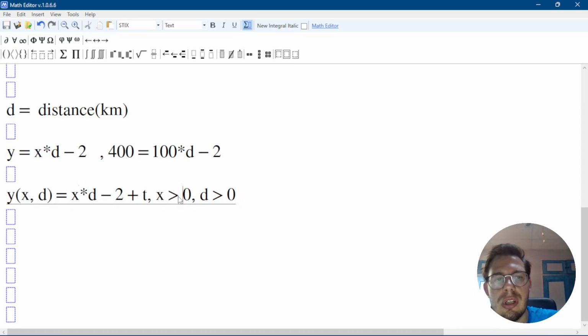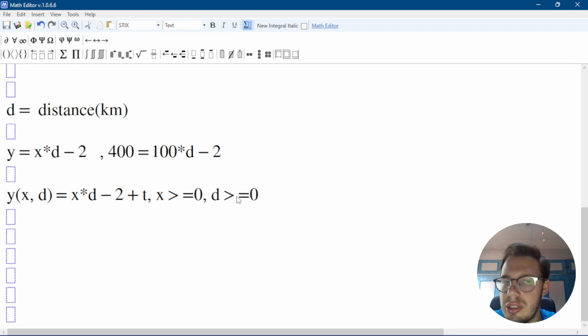So it can actually be greater than or equal to, because you can have 0 weight and 0 distance. So according to this, the function y of x and d is not defined for x less than 0 or d less than 0, which makes sense.